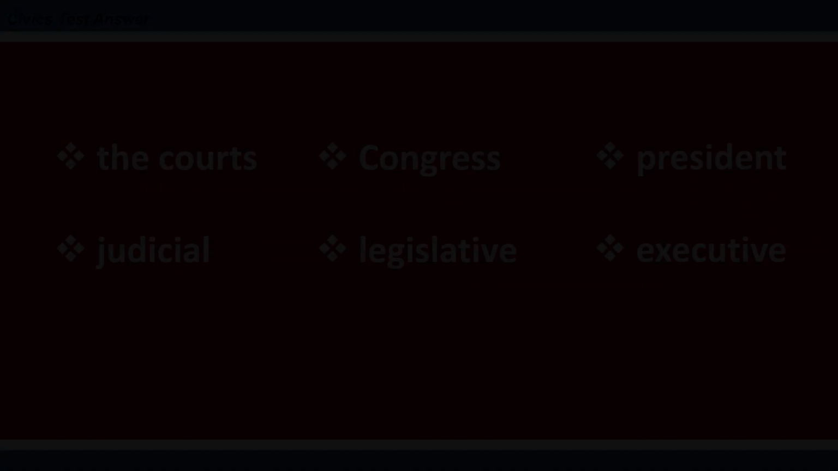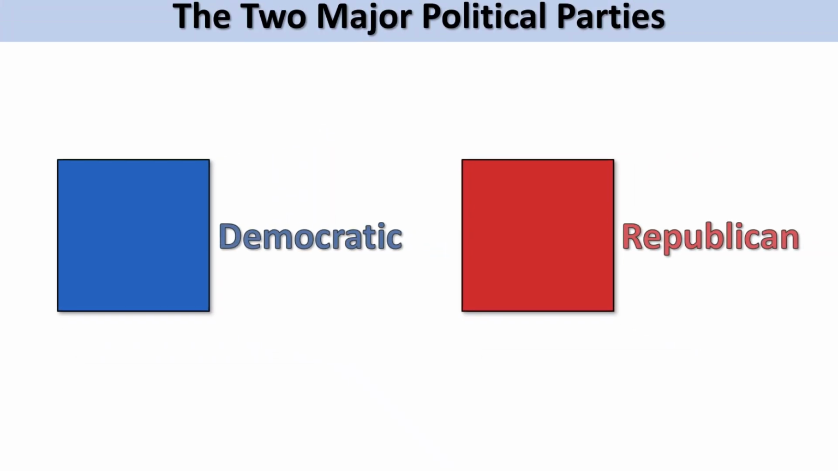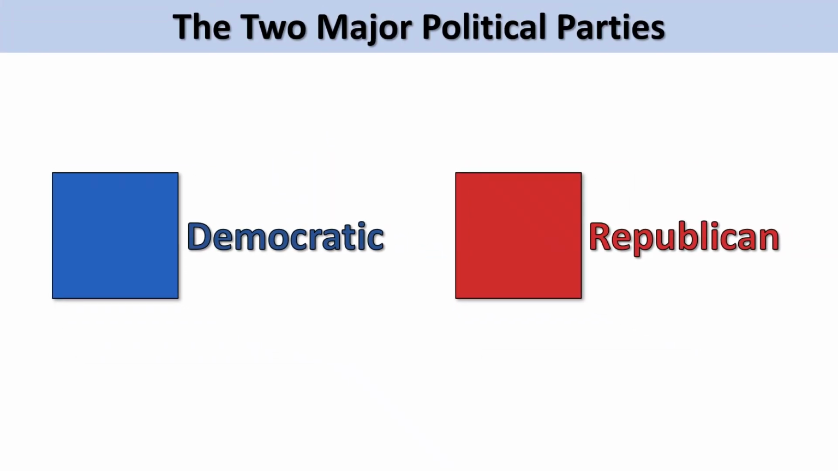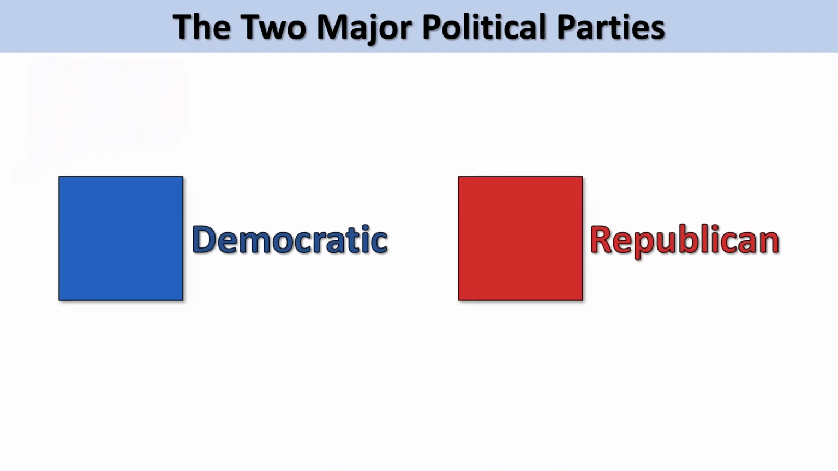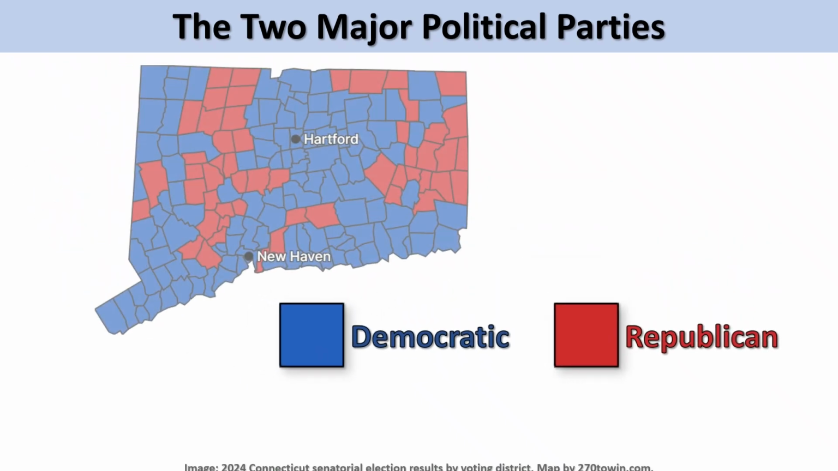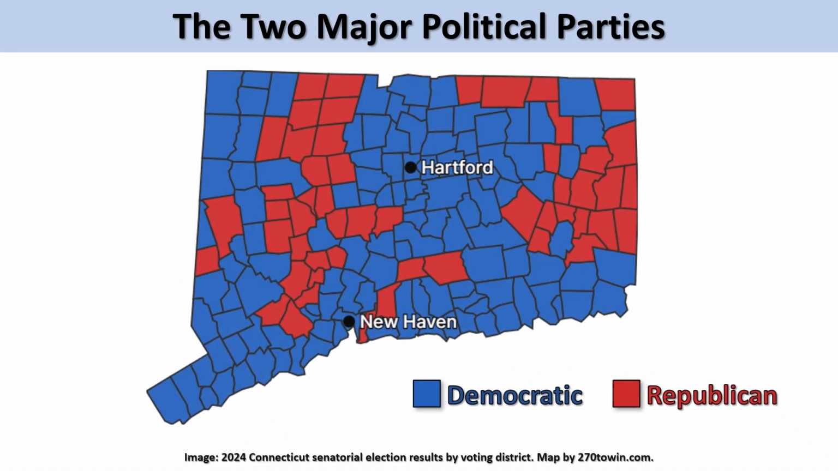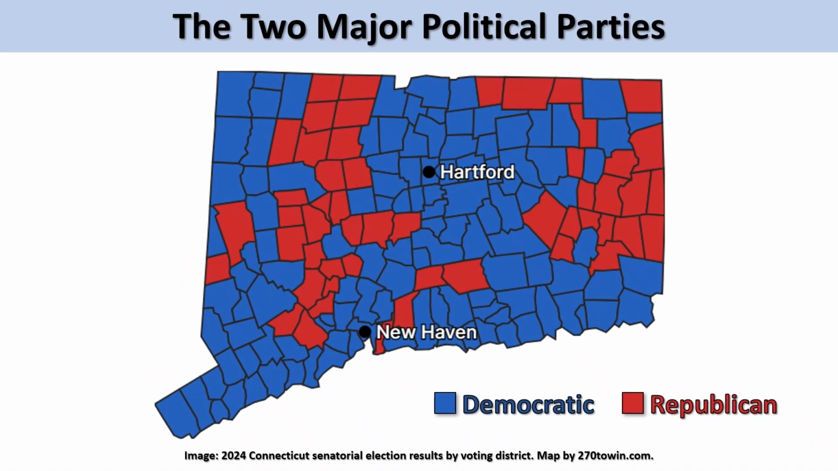In all 50 states, there are two major political parties that have more power and influence than any other political party in the United States. On maps showing election results, the Democratic Party is usually represented by the color blue, and the Republican Party is usually represented by the color red.